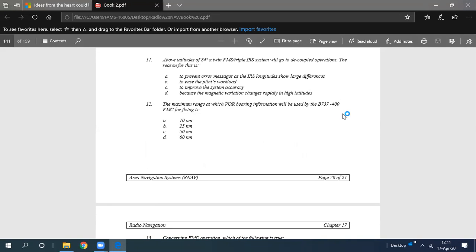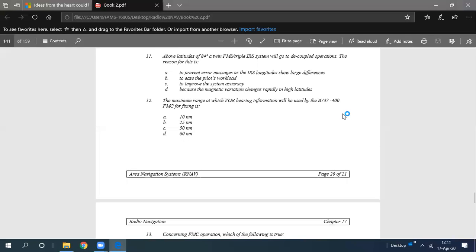Above latitude of 84 degrees, a twin FMS triple IRS will go to decoupled operation. The reason for this is alpha, to prevent error messages as the IRS longitude shows large differences. Okay, fine. Absolutely correct, sir. Question number 12: the maximum range in which bearing information will be used in the 777 is 25 nautical miles.